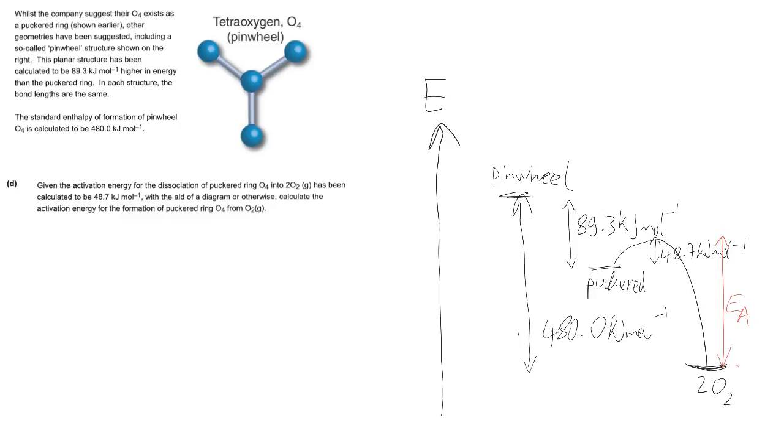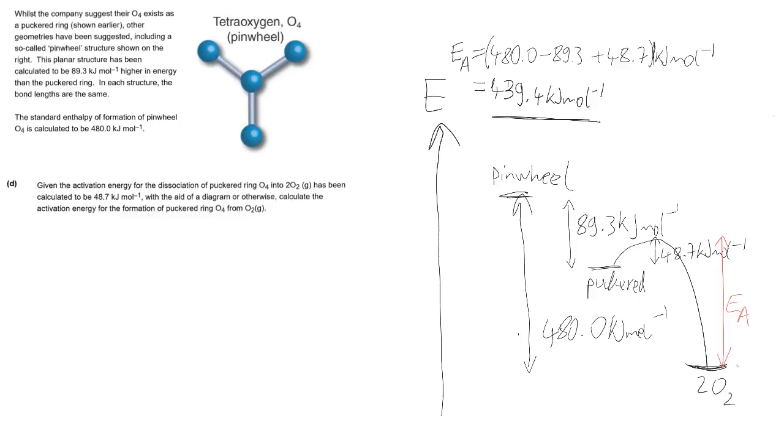So if we write that out, we've got 480 minus 89.3 plus 48.7, all in kilojoules per mole, which gives us the final answer of 439.4 kilojoules per mole. So hopefully it was easy to follow there why we had to subtract one of the values and add together the other ones. And it's usually very helpful to draw out a diagram like this in similar questions.